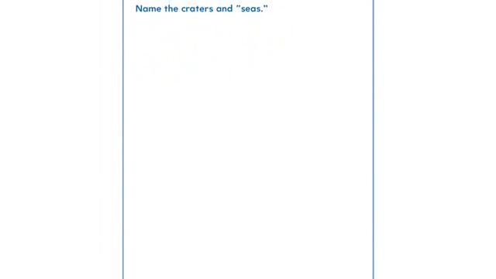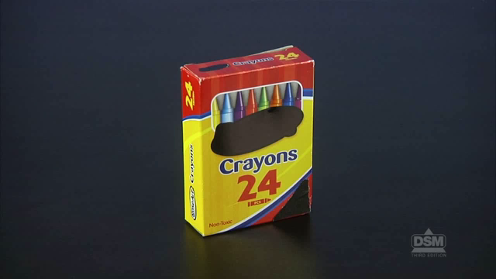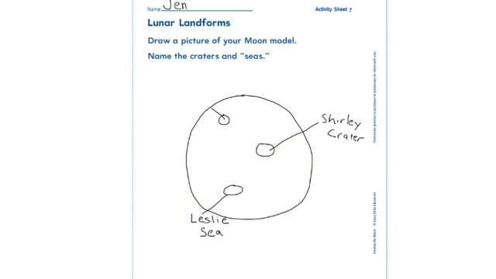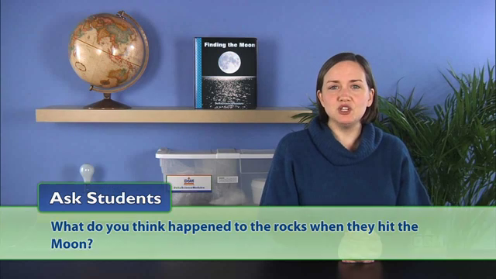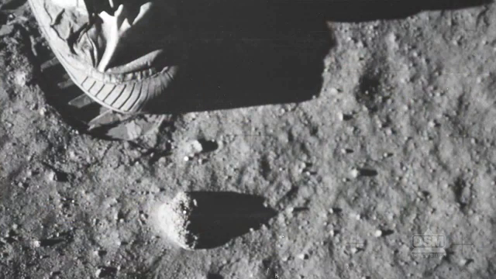Distribute a copy of Activity Sheet 7 to each student and a box of crayons to each team of 2. Have students draw what their moon models look like and allow them to name the craters and seas on their model. Finally, ask students, what do you think happened to the rocks when they hit the moon? Students will probably guess correctly that, unlike the marbles in their models, the rocks broke apart on impact. Explain that when the rocks hit, they broke up into many tiny pieces, including those the size of sand and dust. This layer of sand, dust, and rocks covers the moon today.